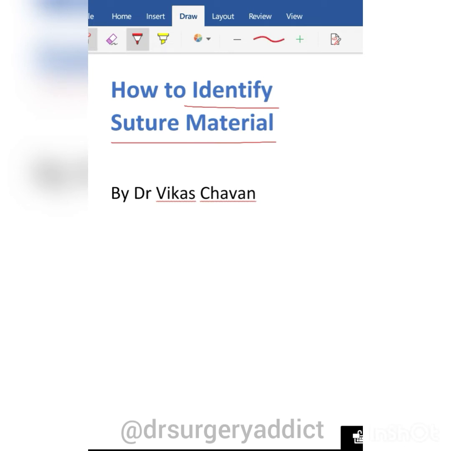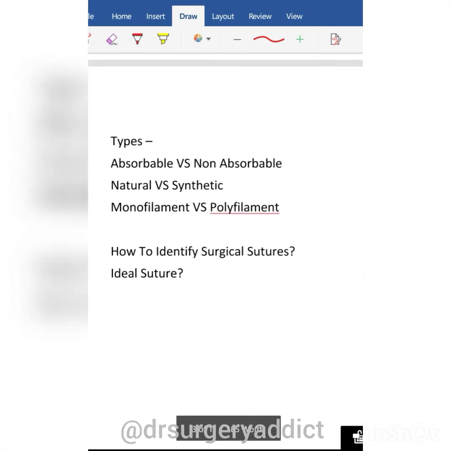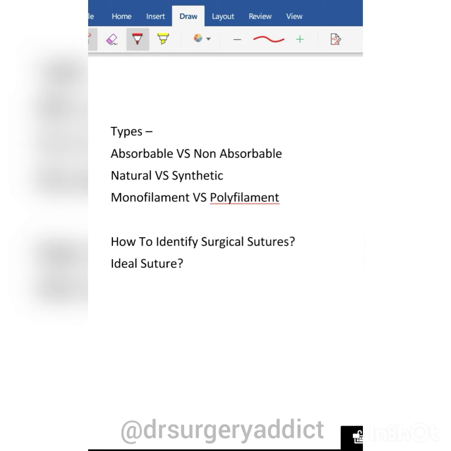Today we will learn how to identify the suture materials in exam. This video is about how to identify the suture material. In suture material, we have to learn the following topics: types of suture, absorbable suture, non-absorbable suture, natural suture, synthetic suture, monofilament suture and polyfilament suture. You have to read all this as homework. In this video, we will learn how to identify the surgical sutures and what the characteristics of an ideal suture are. So are you ready? Let's learn how to identify the surgical sutures.